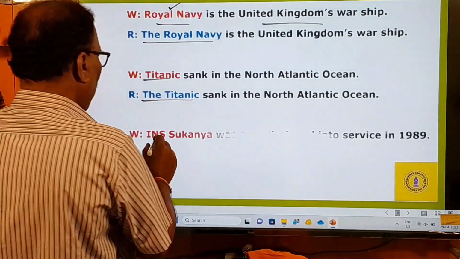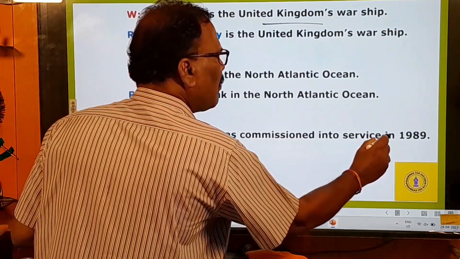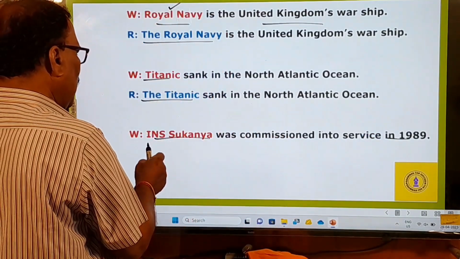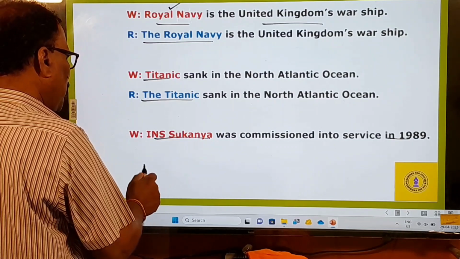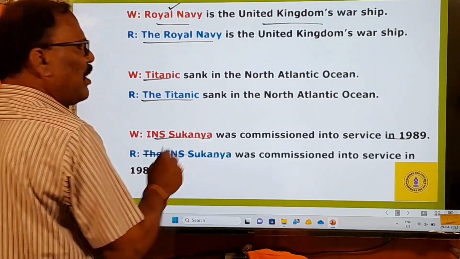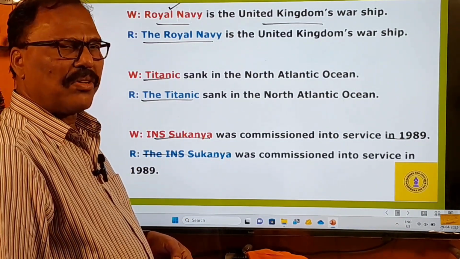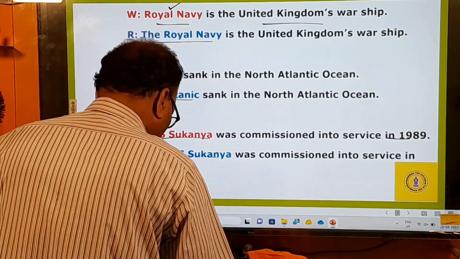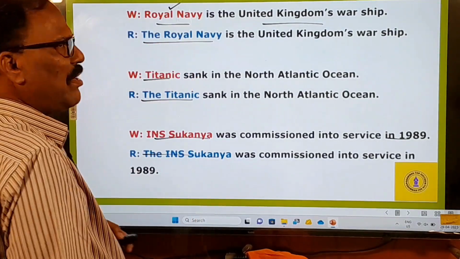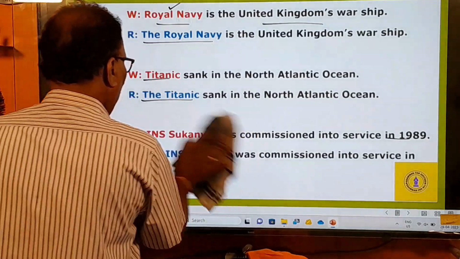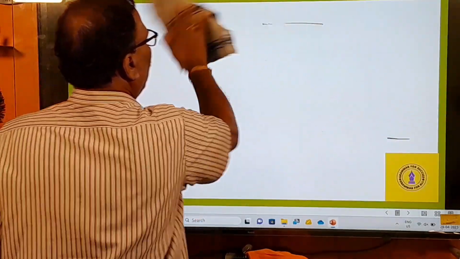And next, INS Sukanya was commissioned into service in 1989. Simply saying INS Sukanya is a mistake, and you have to say the INS Sukanya. The INS Sukanya is the right one. So in this way, in the examination, questions will be given on that rule. Okay, and now let's go to the next rule.